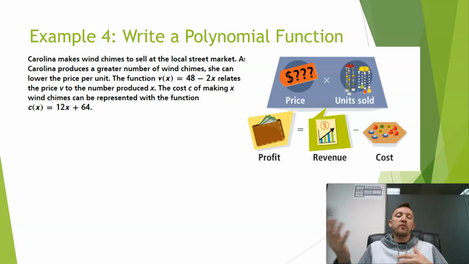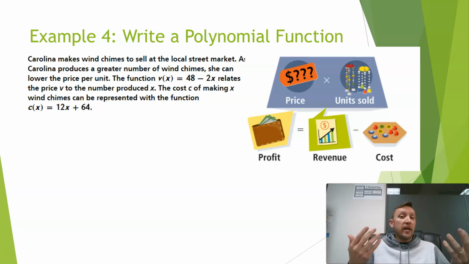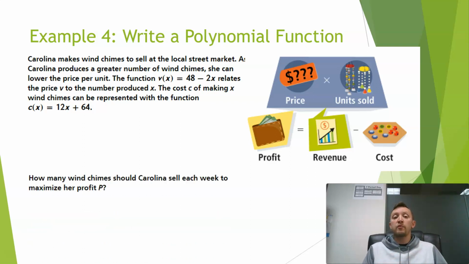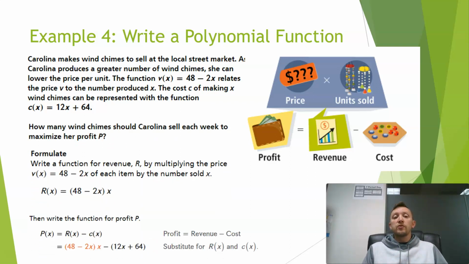For example, with my daughters, if they sold 50 cans of pop at $1 a piece, that's $50. But then we have to subtract the cost. So we're using that function that represents the price times x. We don't know how many she's going to sell of her wind chimes, and that's going to represent the revenue. And the cost is 12x plus 64, so we're going to have to subtract that from the revenue. So that's what they're showing here.